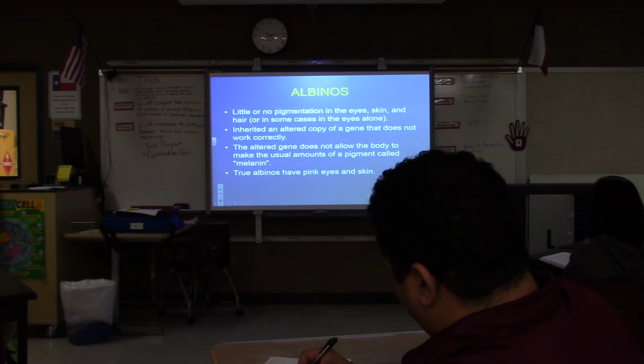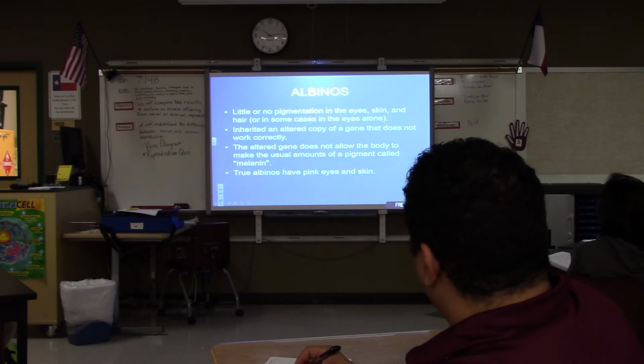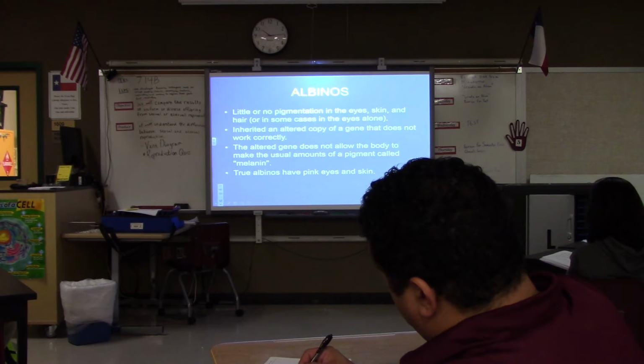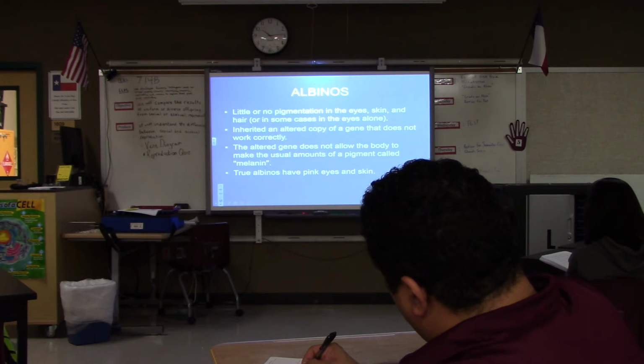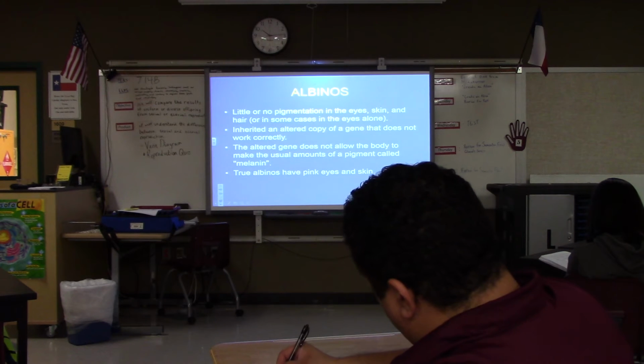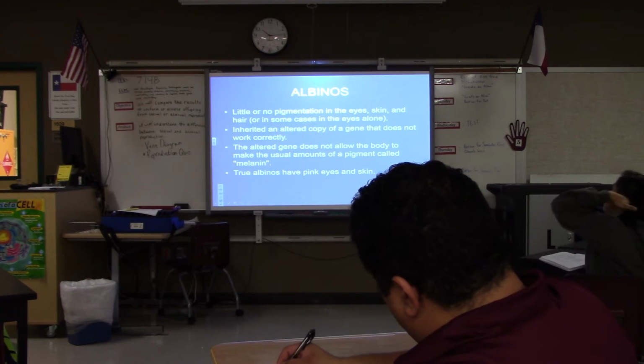Okay, a very common one is albinos. Albinos have little or no pigmentation in the eyes, skin, and hair. What it does is it inherits an altered copy of a gene that does not work correctly. Can you write this down?